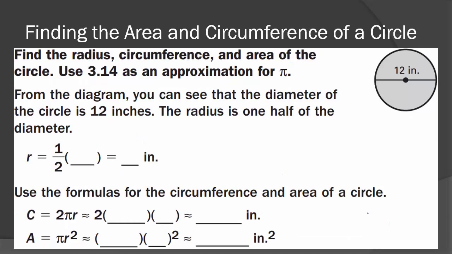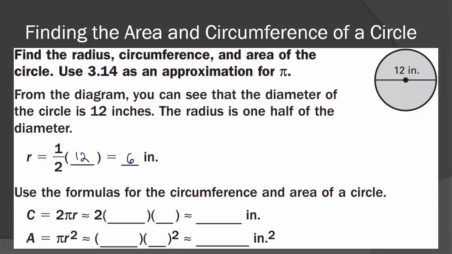Example 2, find the area and circumference of a circle. Find the radius, circumference, and area of the circle. Use 3.14 as the approximation for pi. From the diagram, you can see that the diameter of the circle is 12 inches. So the radius is 1/2 of the diameter, which 1/2 of 12 is 6 inches. Now use this to find the circumference and the area.